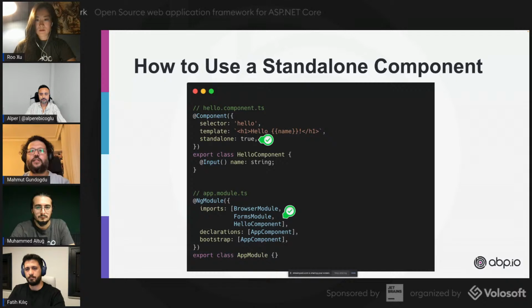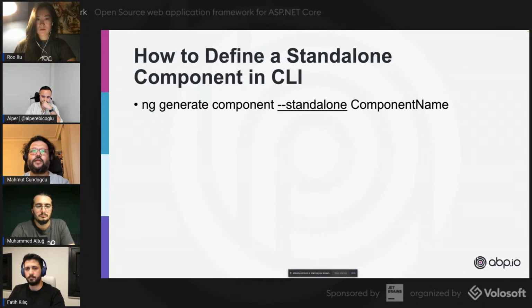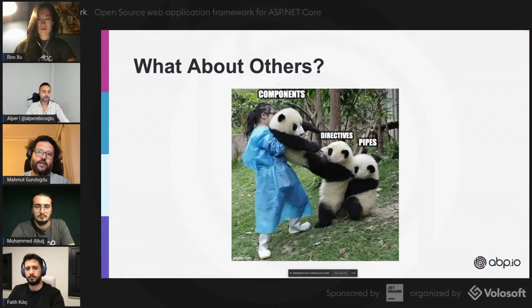Existing applications can optionally and incrementally adopt the new standalone style without any breaking changes. We can create our new components as standalone with CLI. The only requirement is the standalone flag you are seeing. What about the others? I showed an example with component, but we can also define directives and pipes as standalone in Angular 14. So it is not limited to just a component.